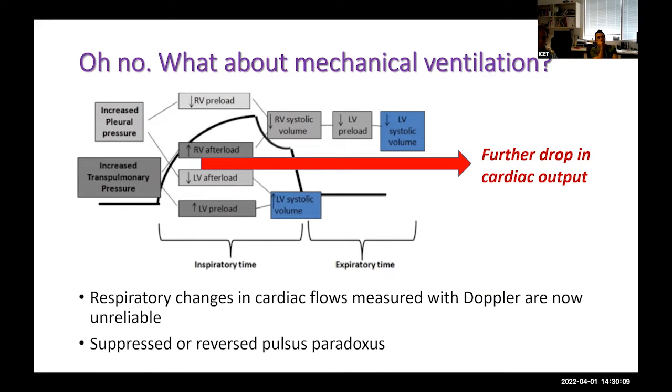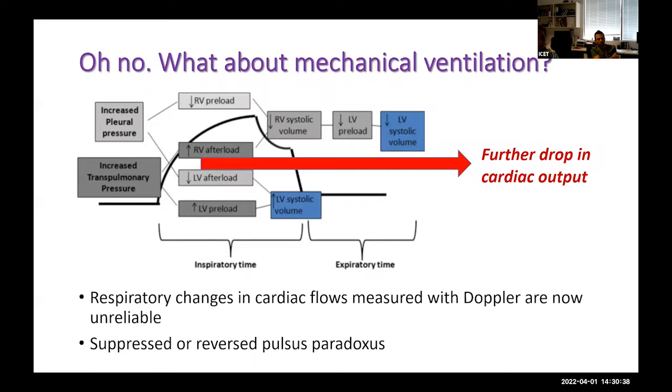During mechanical inspiration, there's a theoretical increase in left ventricular stroke volume, and you may see an increase in the systemic arterial pressure at the end of inspiration. So what that means is that when you're ventilating somebody, you need to try and reduce the amount of positive pressure, use smaller, more frequent tidal volumes and minimal PEEP if you can get away with it.